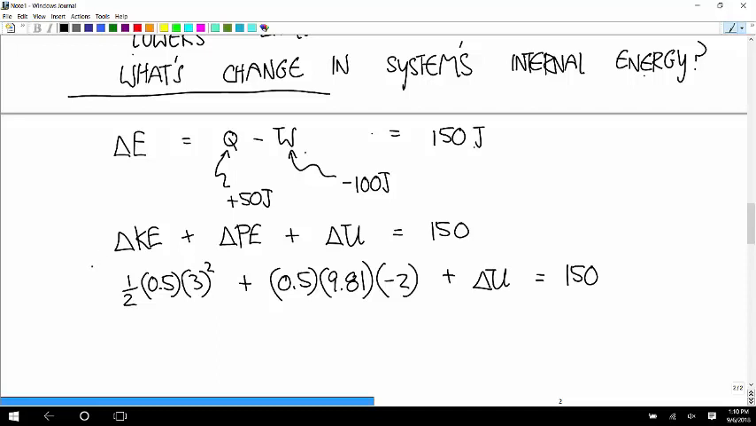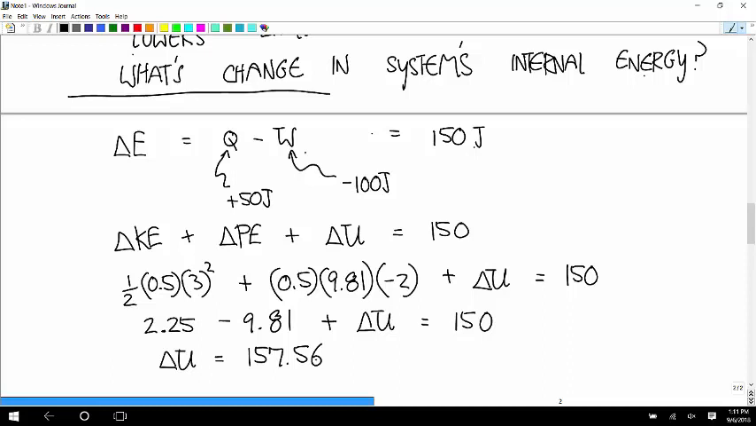So 2.25 minus 9.81 plus delta U is equal to 150. And so that's 7.56. Delta U is 157.56 joules.